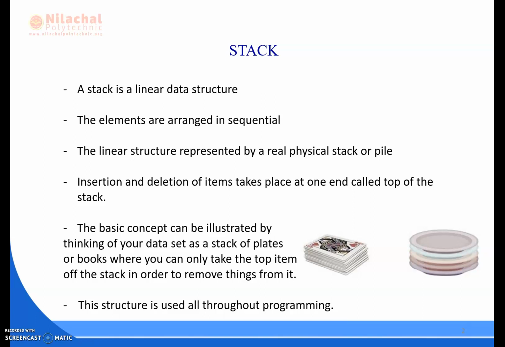The basic concept can be illustrated by thinking of a stack of plates, or a pile of books, or any pile of cards, or anything in one pile order. Okay, so if we remove anything or if we keep anything, we just need to keep it at the top of it, or the top of the stack. This structure is basically used all throughout programming.